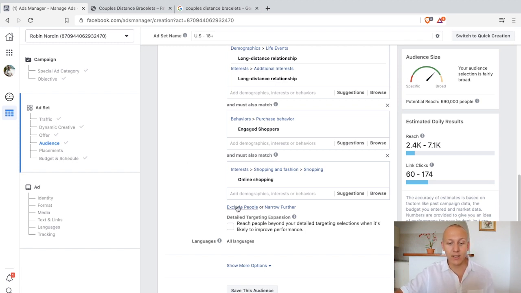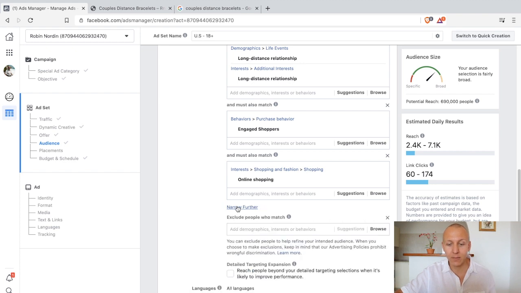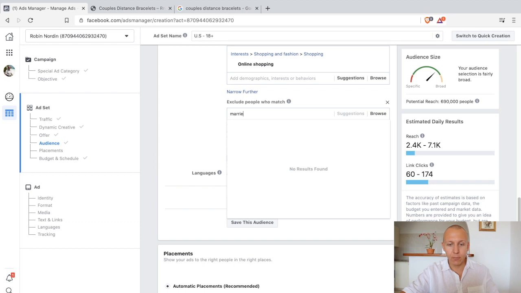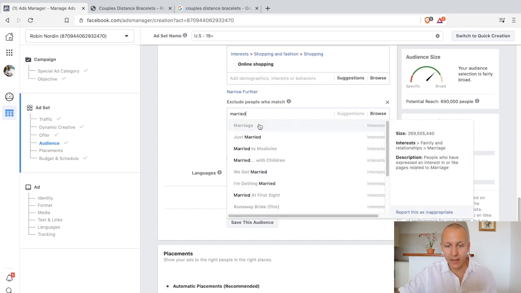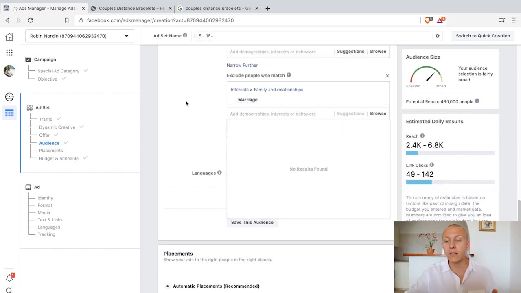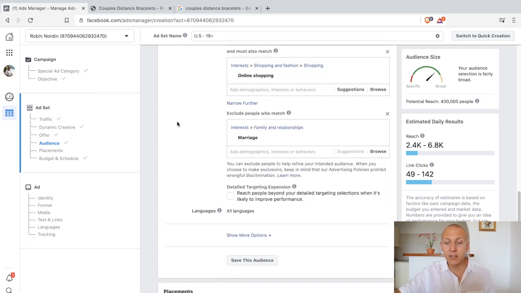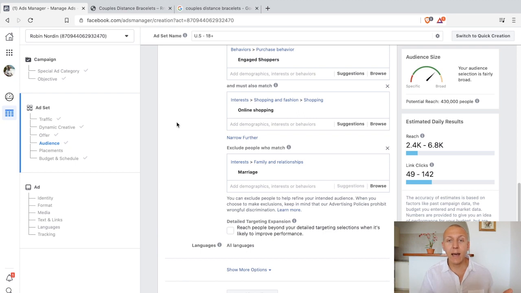So what you could do is click on exclude people down here, and now we just write in married. Then it says marriage, and I'm going to add that in, and look at what happens to the potential reach. We go from 690,000 people to 430,000 people. So now we become even more specific. And to summarize this, I'm quite happy with this one.